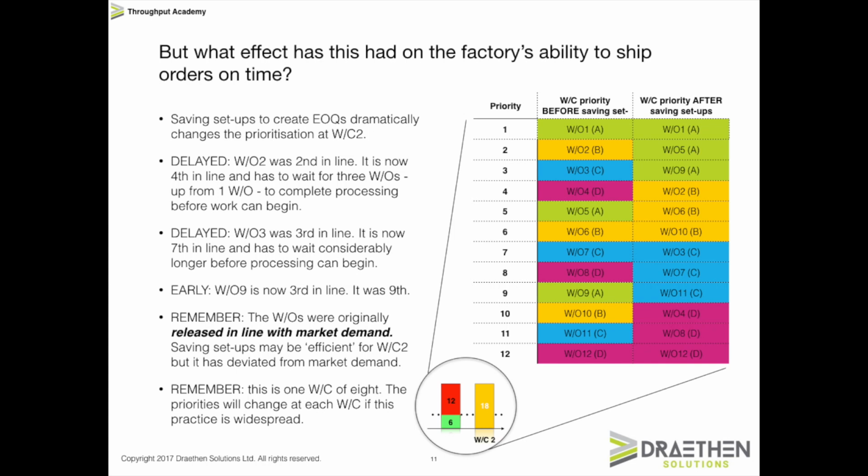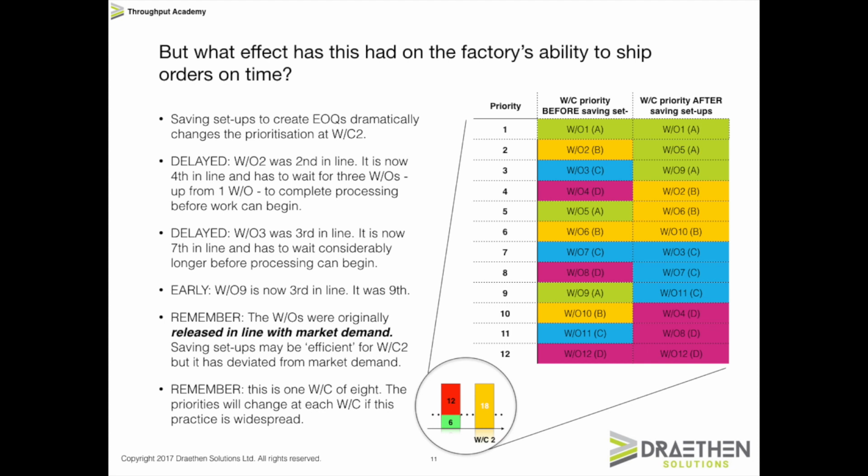But now I've gone and taken those orders and grouped them into different buckets, which has pulled them out of their natural sequence. So for example, work order 2 was second in line. Now it's fourth in line. It has to wait for 3 work orders to complete before it can begin processing, when originally all it had to do was wait for 1 work order. Work order 3 was third in line. It's now 7th in line and has to wait considerably longer before processing can begin.